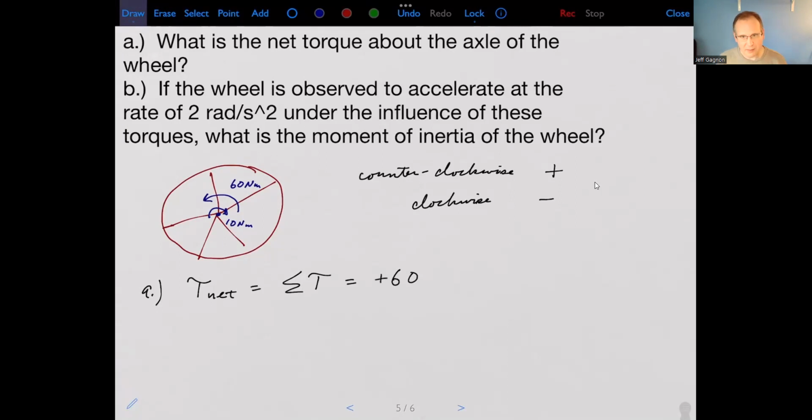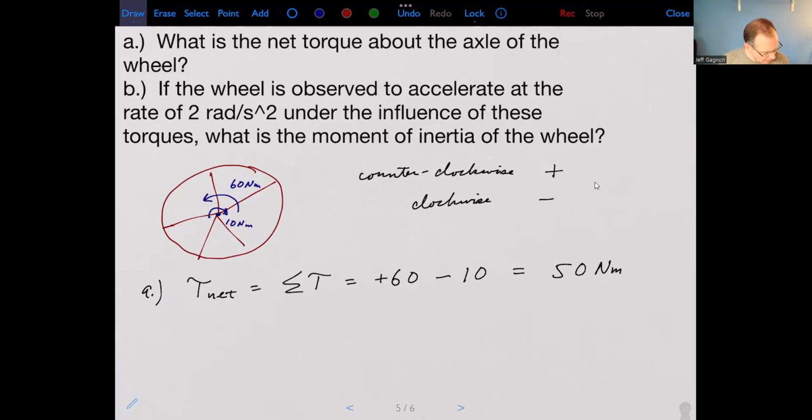I'll just write a plus to emphasize it's positive because it's counterclockwise. And then the other one is plus a negative 10, or I could just write it as minus 10, because that's clockwise. That frictional torque is clockwise. And then if you work that out, of course, that's going to be 50 Newton meters. So the net torque is a positive 50 Newton meters. So I still have a counterclockwise net torque of 50 Newton meters.